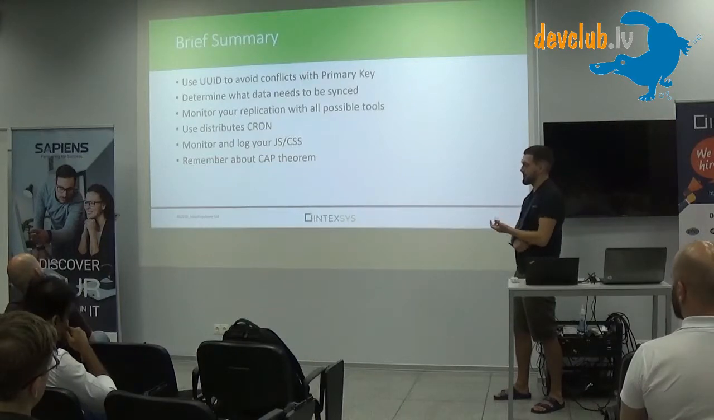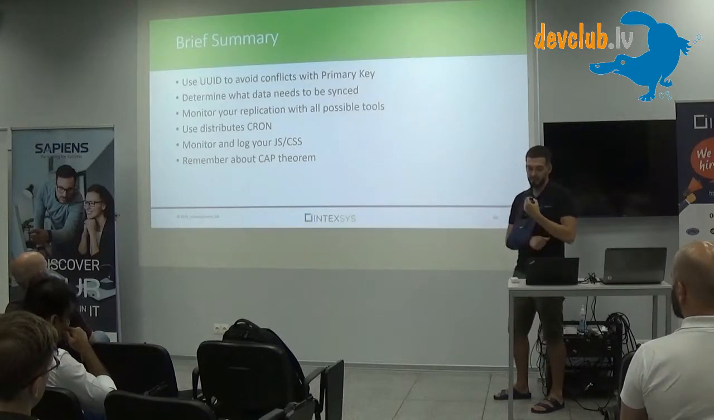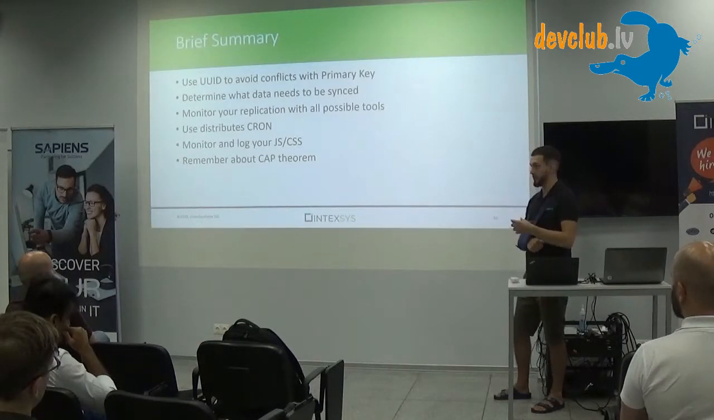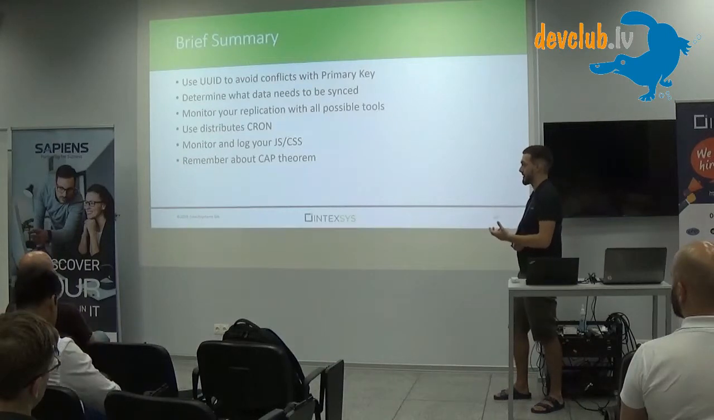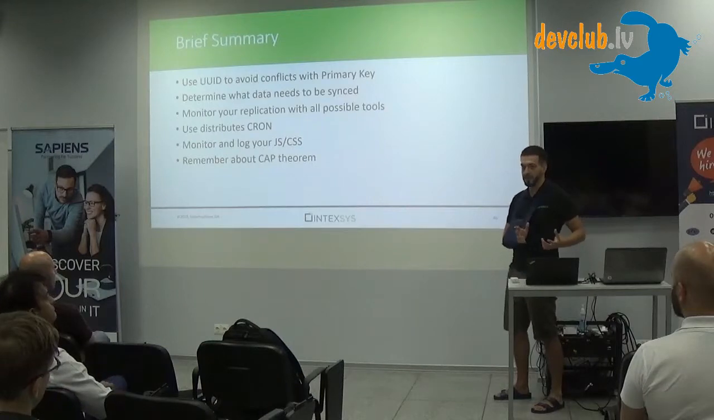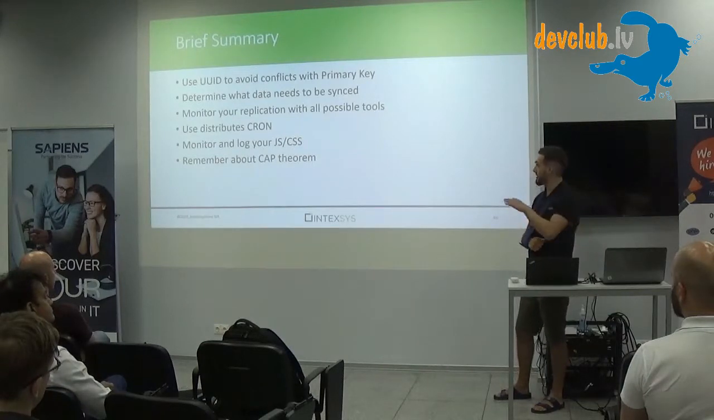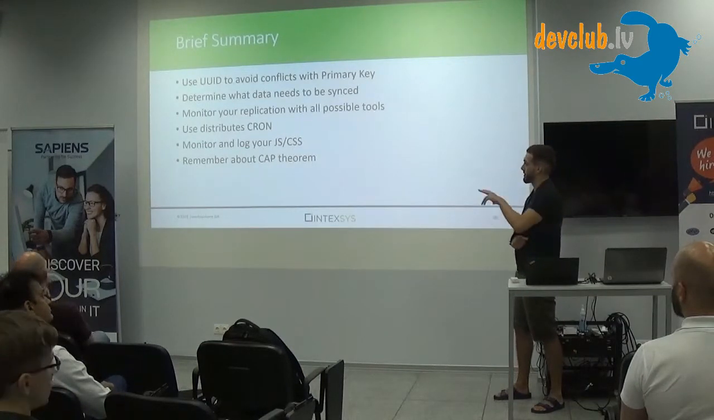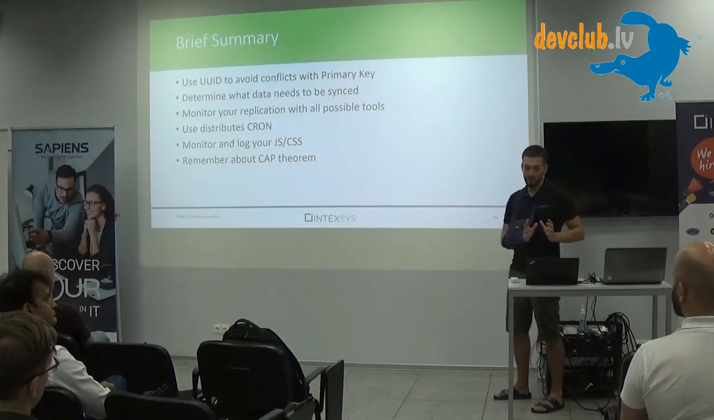So, brief summary. Use UID to avoid conflicts with the primary key. Even if you are small right now, think about it for the future, because migrating from the usual primary key after implementing UID is very complicated. It's very hard. We spent maybe 6 months to do that. Determine the data you need to sync between your clouds. Monitor your application with all possible tools, because you need to react fast if it goes down.